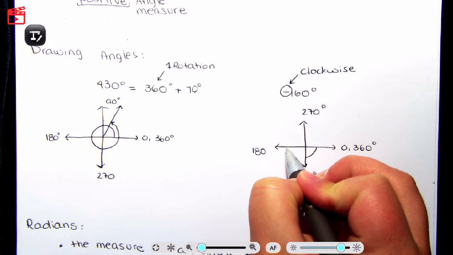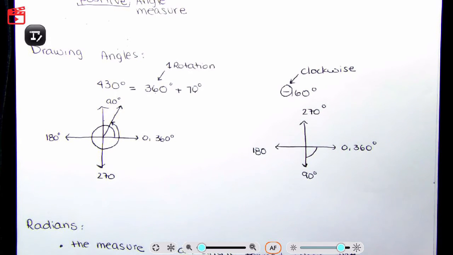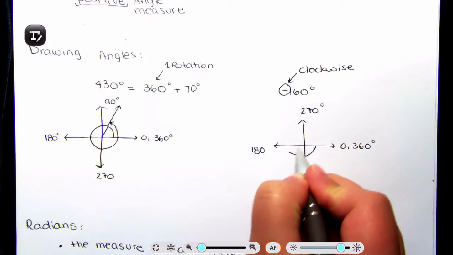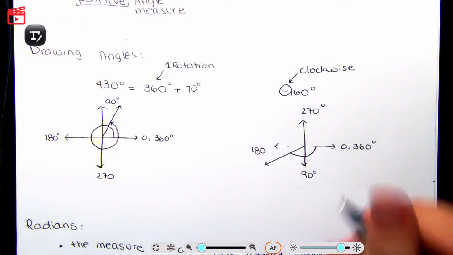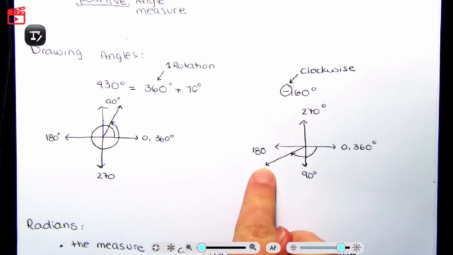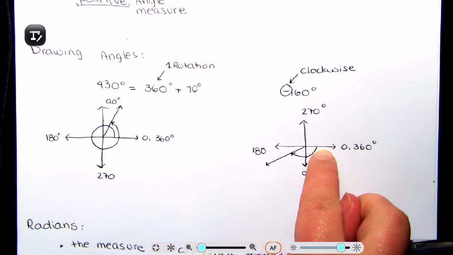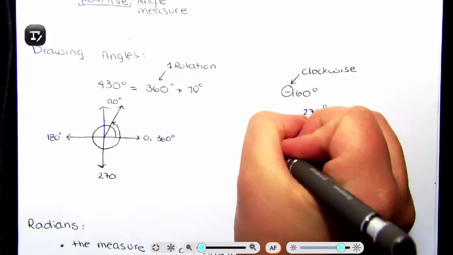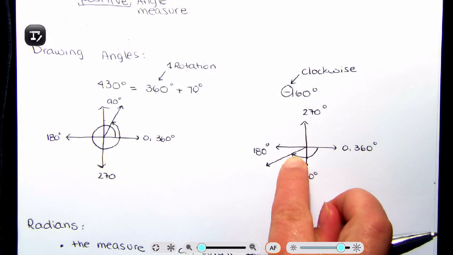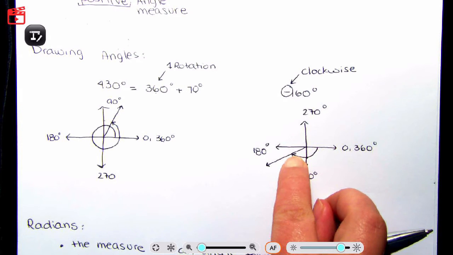This is 180 degrees. So is 160 closer to 180 or is 160 closer to 90? 160 is closer to 180. So it's about here-ish. We're guesstimating, but we're doing an educated guess. Here's my little arrow. Here's my terminal ray, and that is it. Now, be careful. You have to show this angle measure here because as we continue today's lesson, you may be asked to find a coterminal angle, or it may be asking you to find a reference angle. So be careful. Make sure you indicate that this right here is 160 degrees clockwise.